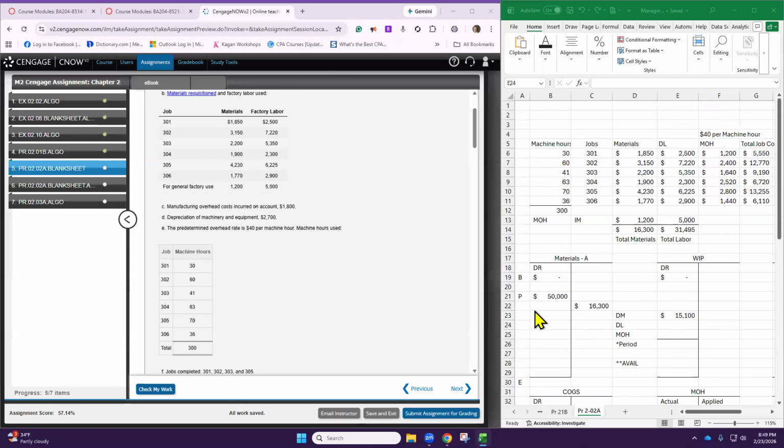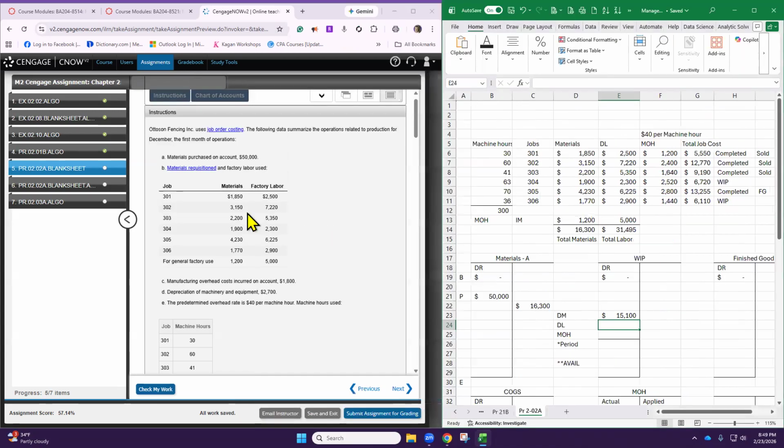Okay. All right. So here's what I've done. I have brought in the information about all these jobs. Here are the jobs and their job numbers. Here's the materials dollar value, direct labor value. I figured this manufacturing overhead. Here's how I calculated it.